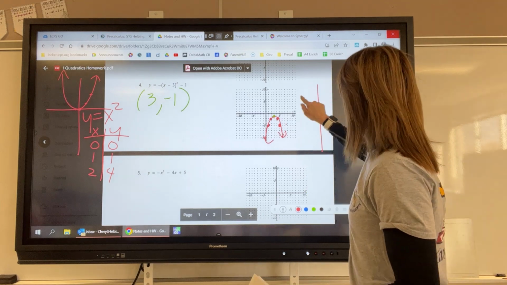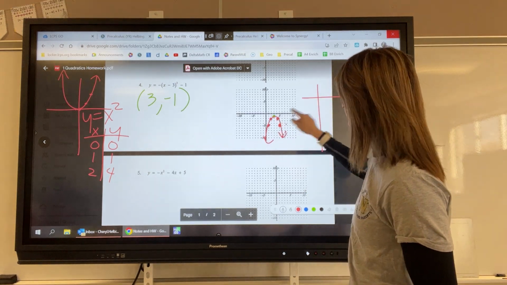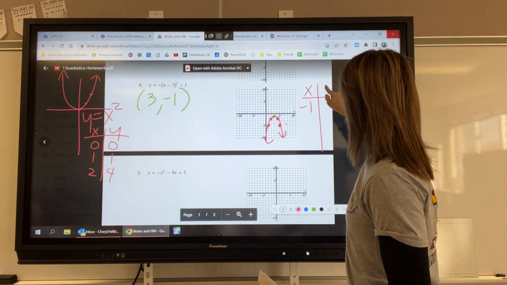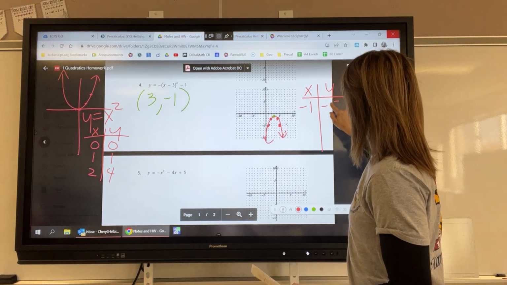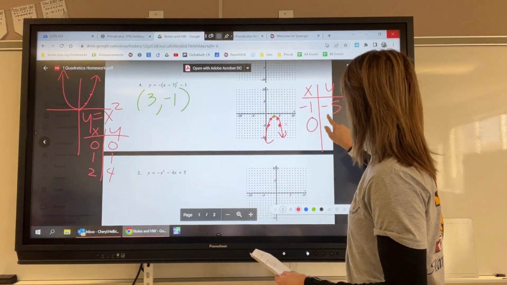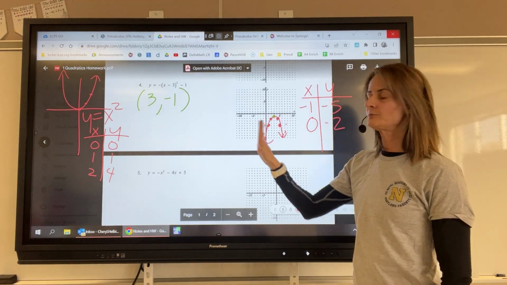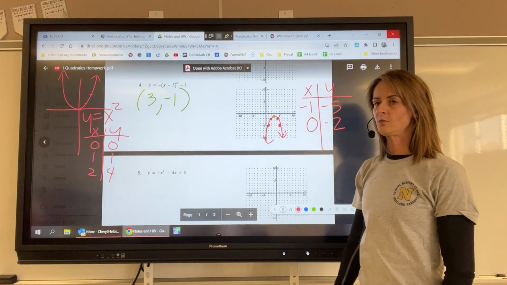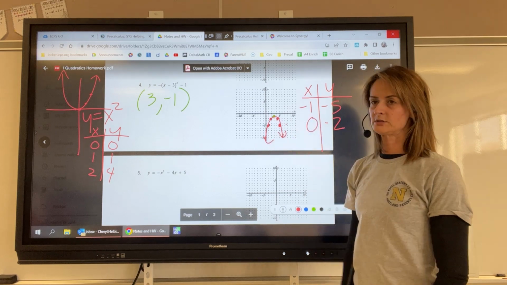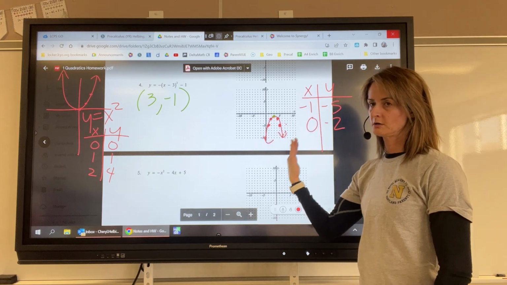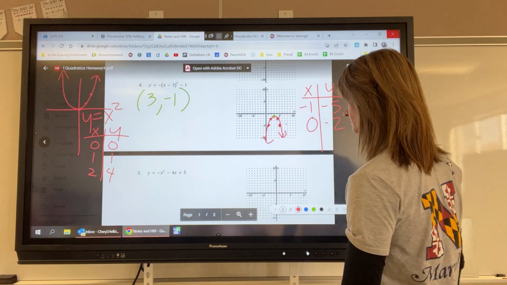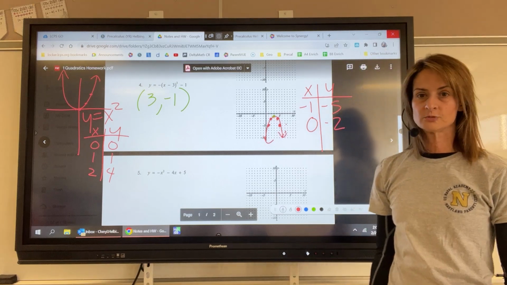Or I can just plot, okay, well, -1. If I plug in -1 for x, I'm going to get -5, and if I plug in 0, we'll get -2. Plot 2 points on one side of the vertex, and then reflect those points over the axis of symmetry to get the 2 points on the other side, because it should be symmetric. Any questions on that? Review from algebra.